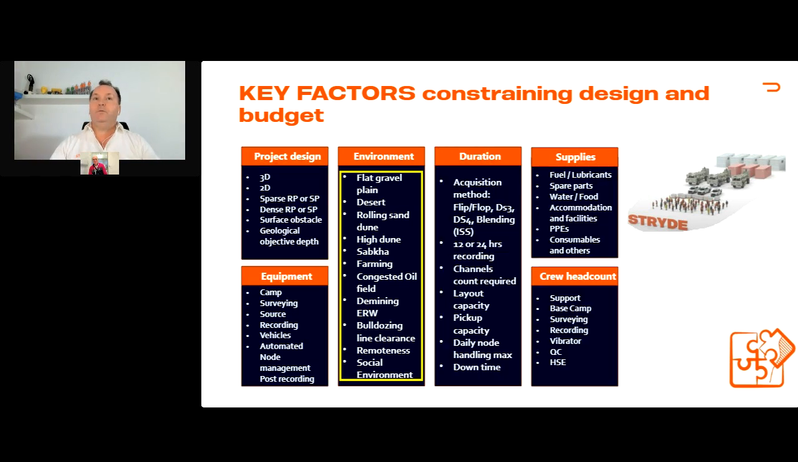So overall, out of those key factors, we believe that the environmental aspect, really the surface condition, is one of the driving elements of the decision-making process.